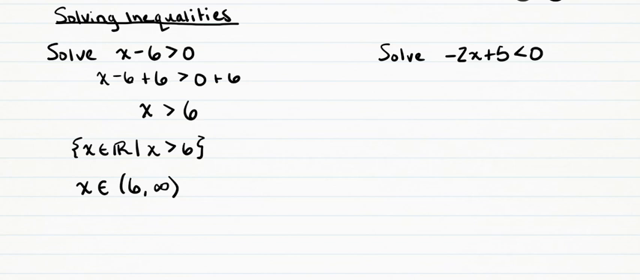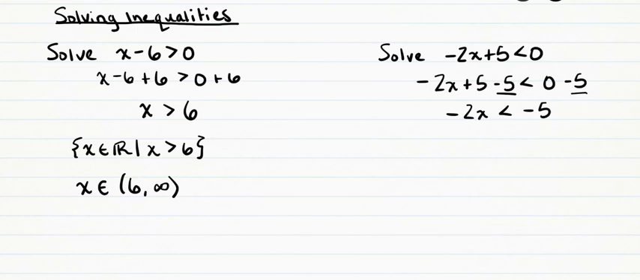Here's a second example. Solve negative 2x plus 5 is less than 0. So again, it's a linear inequality. We could start by subtracting 5 from both sides. So we get negative 2x plus 5 minus 5 is less than 0 minus 5. So we subtracted 5 on both sides, to get negative 2x is less than negative 5.